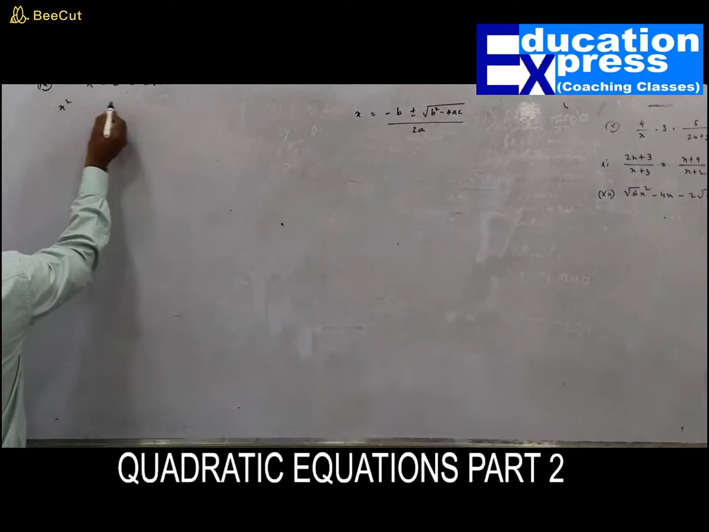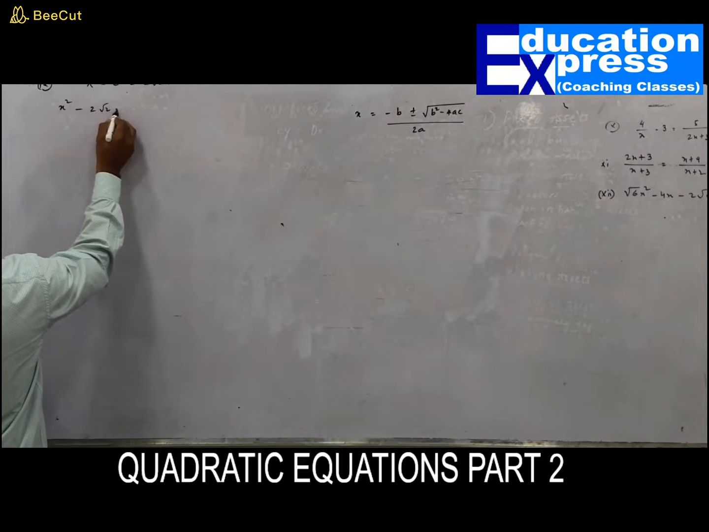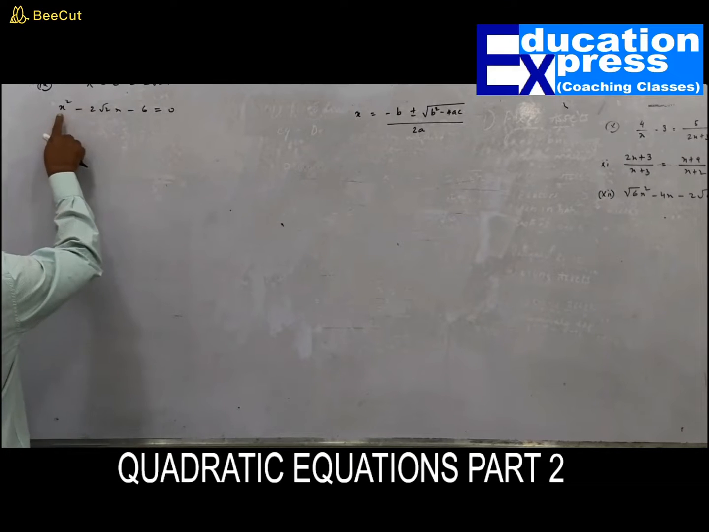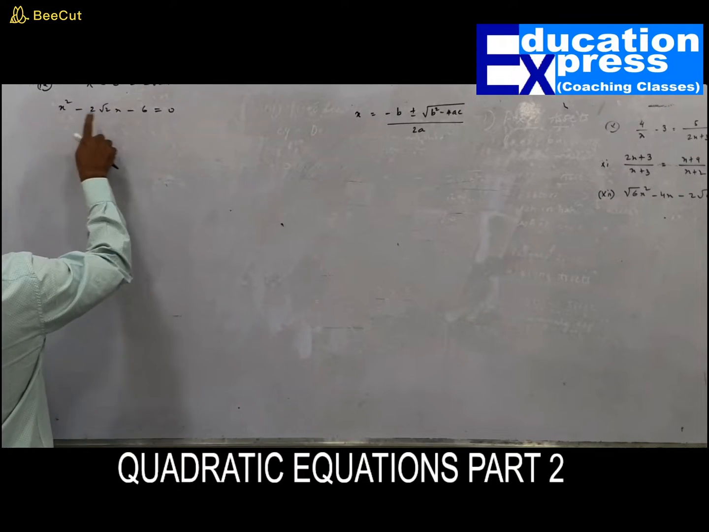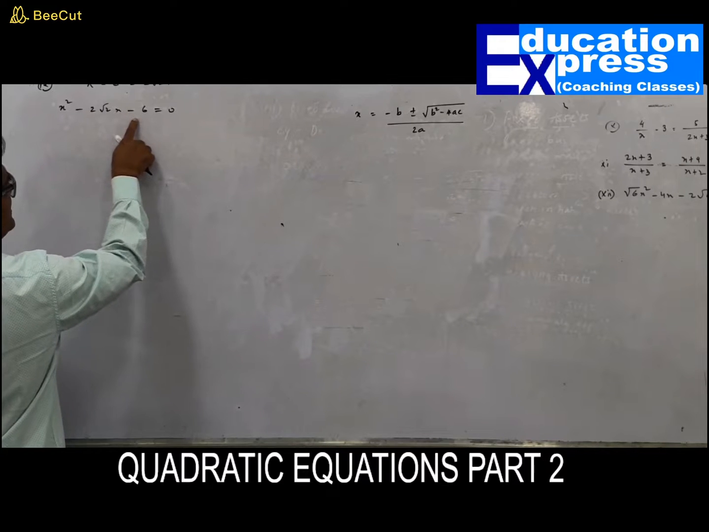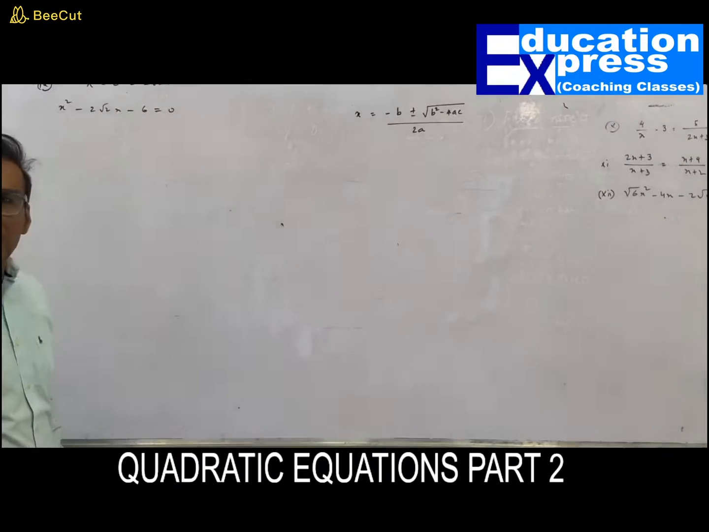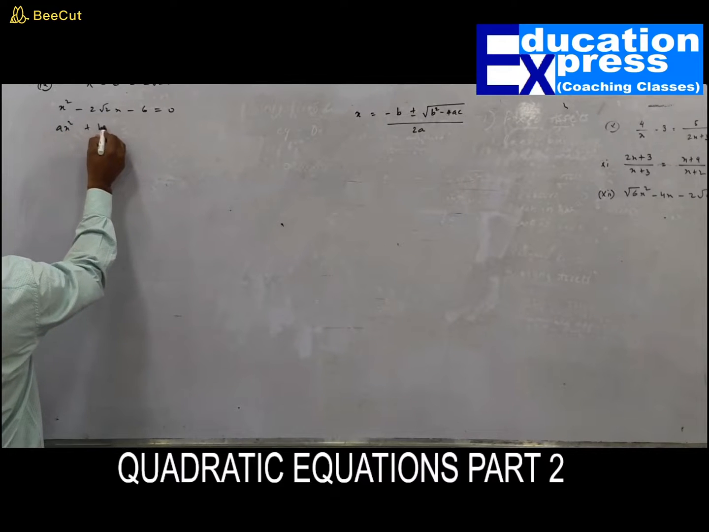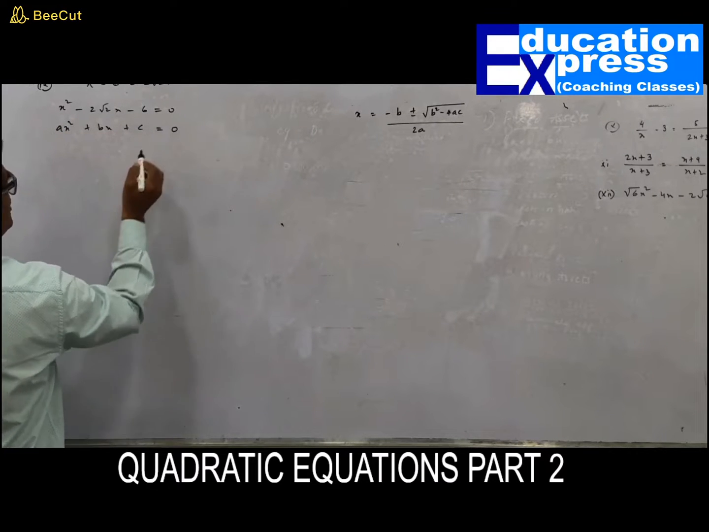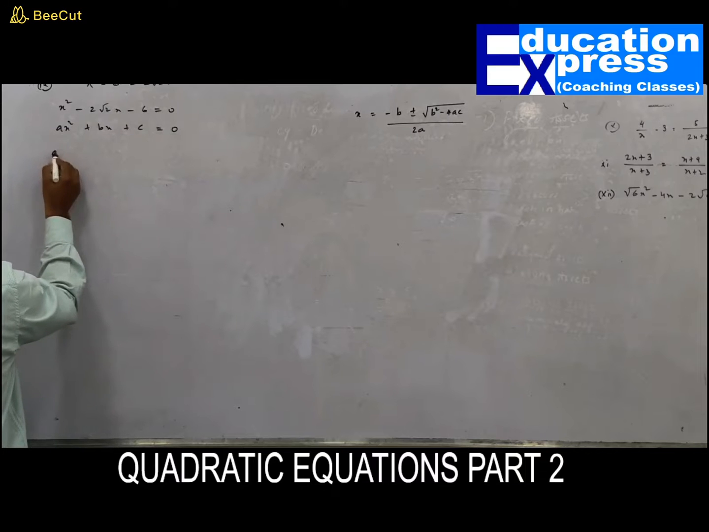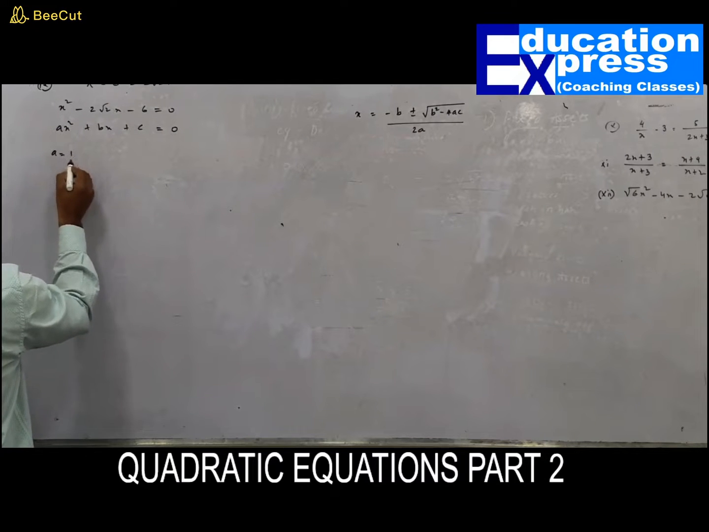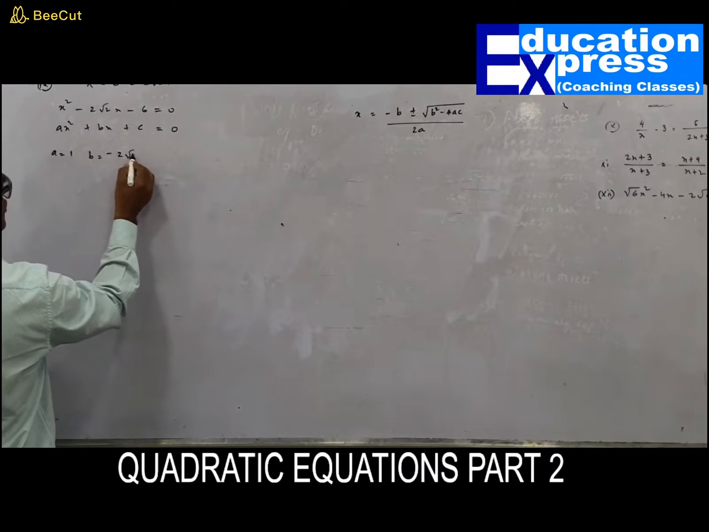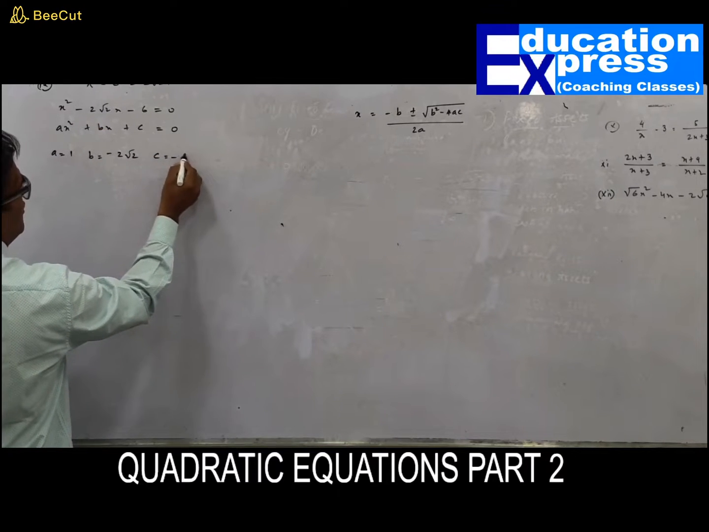So x square minus 2 root 2 x minus 6 equals 0. It's in the pattern. You can see the sequence x square, then x, ax square plus bx plus c equals 0. So now it is in its standard form. What is the standard form of the equation? ax square plus bx plus c equals 0. Compare the equation. Value of a would be 1. Value of b would be minus 2 root 2. Value of c would be minus 6.